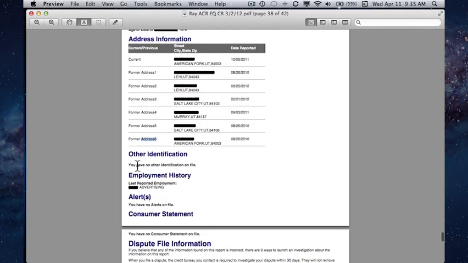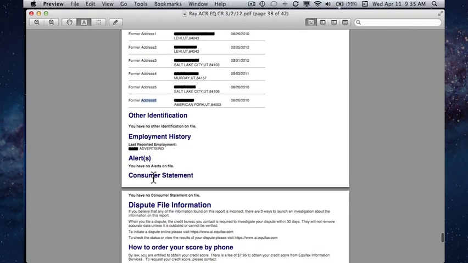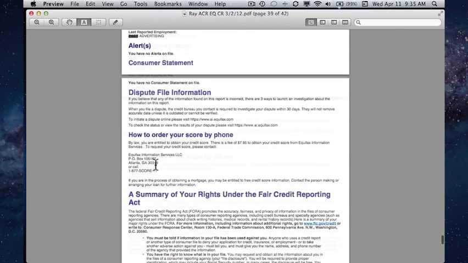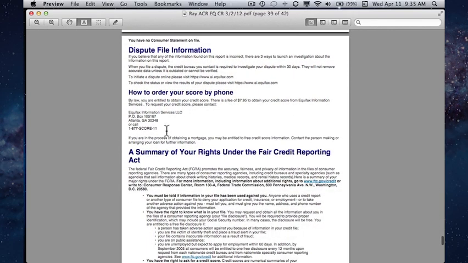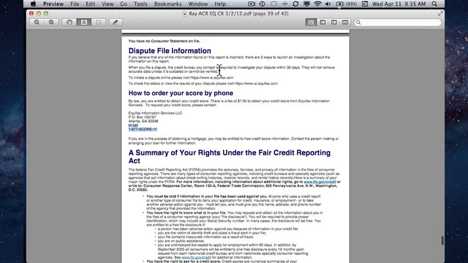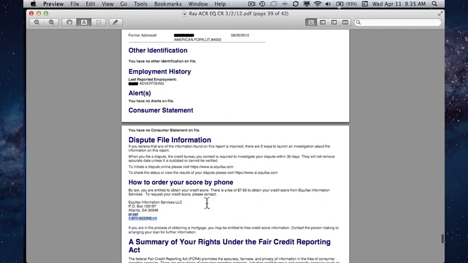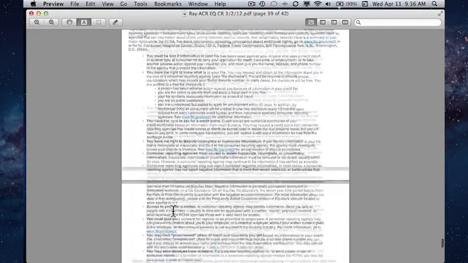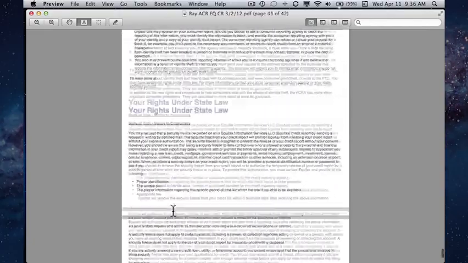And then, of course, it shows employment history and if there are any alerts, fraud alerts, identity theft alerts, etc. The rest is basically one of the things we want you to remember: if you want to dispute anything, all that information is contained here. Here is an address to dispute, or you can call. And then it gives you your rights under the Fair Credit Reporting Act.